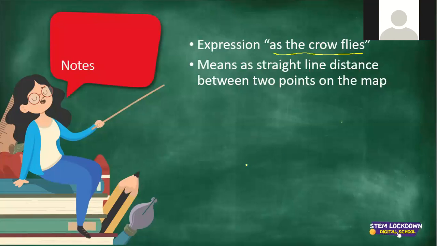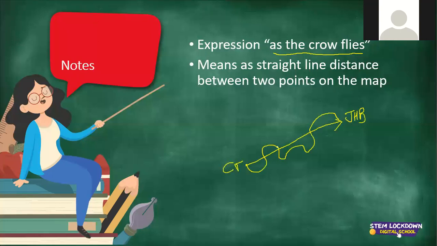It flies from one point straight, right? Not like us. Obviously, if you're using a road, your road will basically meander, go up and down, side to side, before you reach your destination, maybe Joburg, from Cape Town, for example. A bird will just fly straight, right? It basically means a straight line distance between 2 points on the map. So this line represents the flying of the crow, as the crow flies.